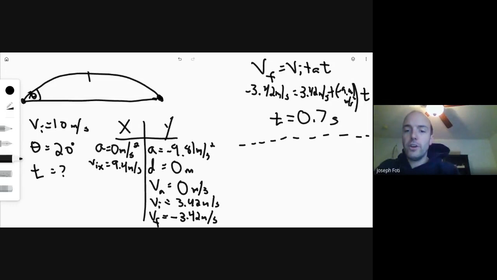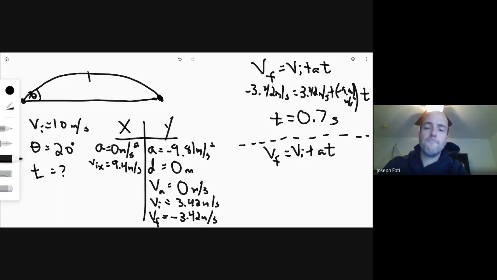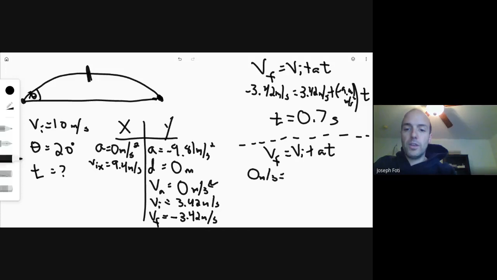Awesome. Now, that's one way to do it. Here's another way. It actually involves the same equation. What if I made my apogee my final? I know apogee is halfway. So what if I found time to apogee and then multiplied by 2? Would that give us the same answer? Well, let's find out. If you're going to do that method, you've got to use your apogee speed for your final speed. So that'll be 0 meters per second equals 3.42 meters per second plus negative 9.81 meters per second squared times time.